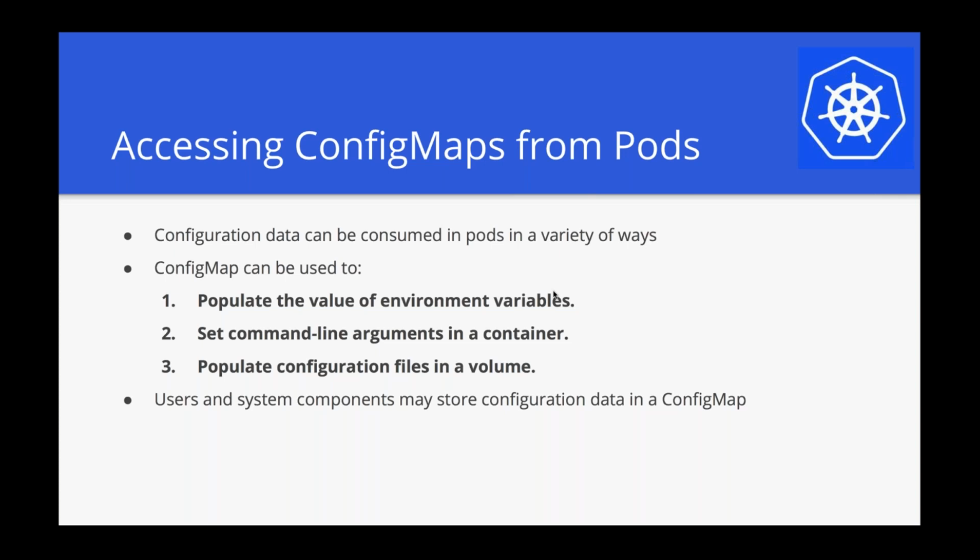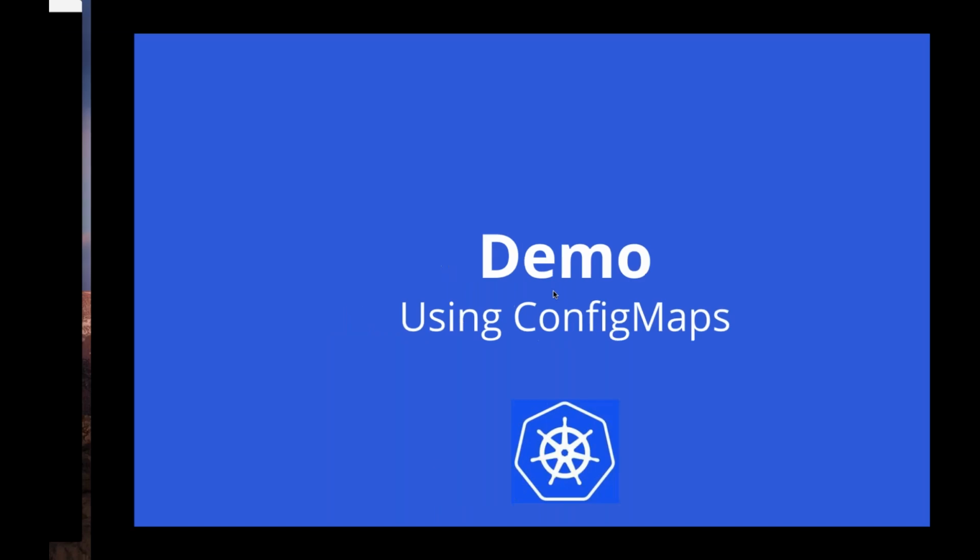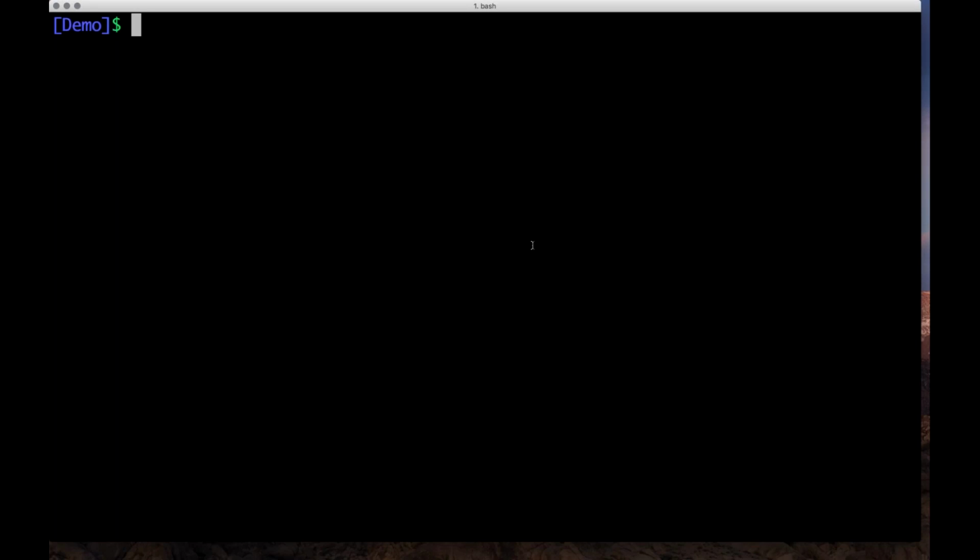in Kubernetes. User and system components store configuration in config map, which means Kubernetes itself leverages config map for a variety of settings. So it's time for us to take a look at what are config maps and how to use them. So I have two different scenarios that will highlight how to use config maps in your application. So let me jump to the demo.